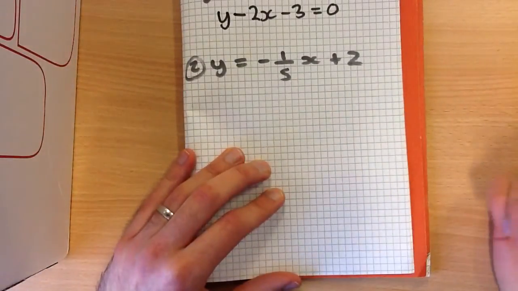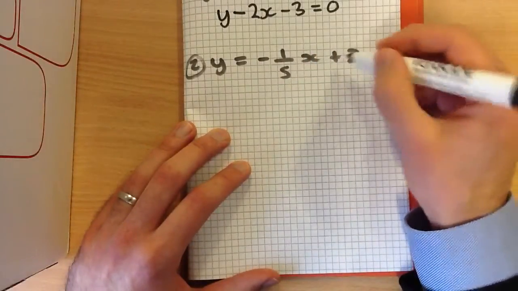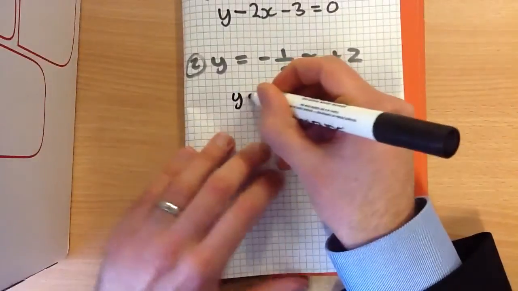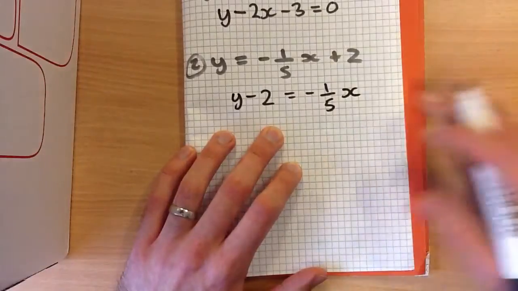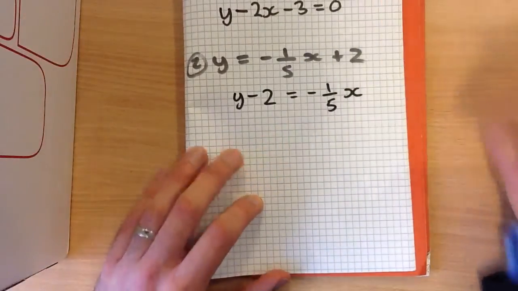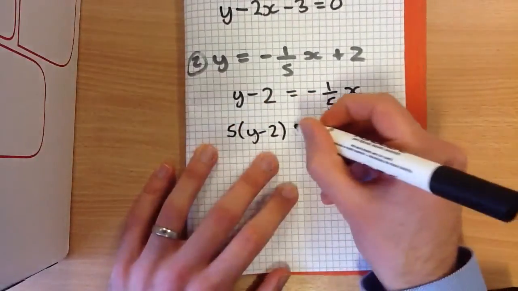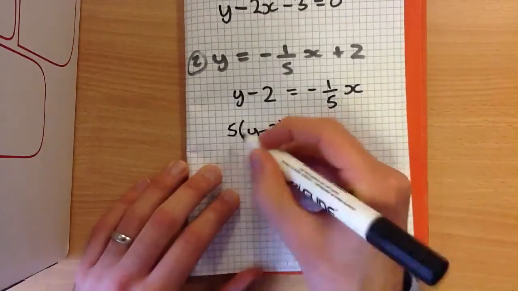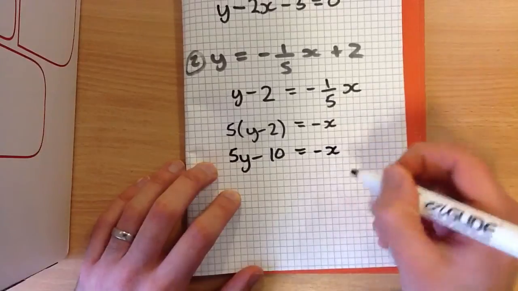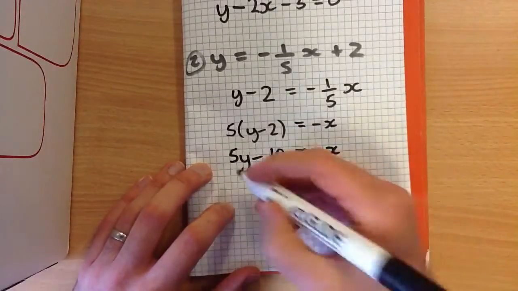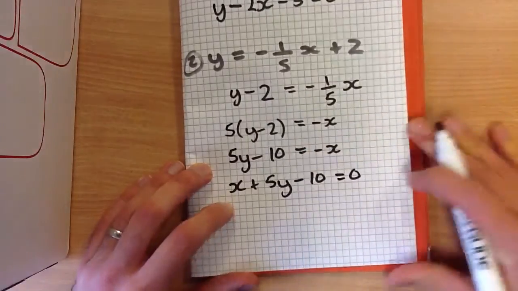With this second example, some of you have found things like this a little bit trickier when there's fractions involved. There's two ways of doing this. The first way is I could take 2 off both sides, so I've got y minus 2 equals minus a fifth of x, and then I could multiply it by 5, so that would be 5 brackets y minus 2 equals minus x. Expand the bracket, 5y minus 10 equals minus x. So in the end, when I add the x across, I'd get x, add 5y, minus 10 is 0.